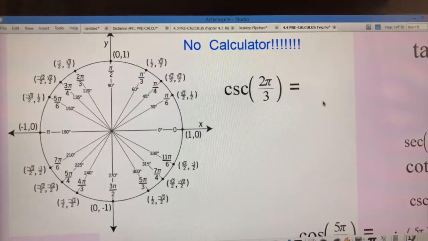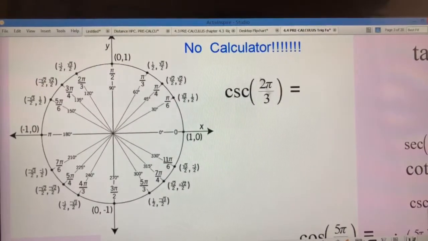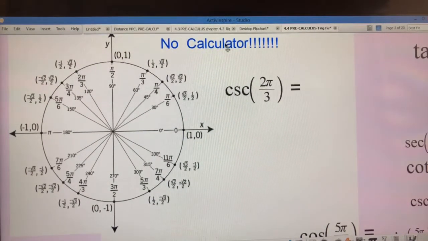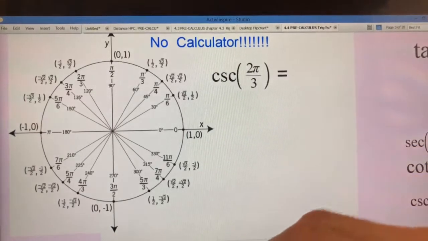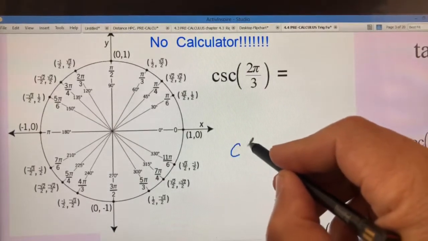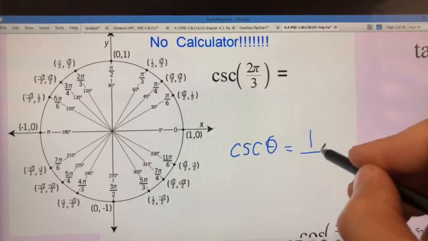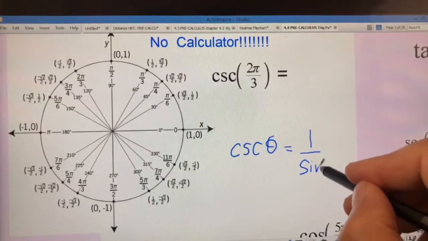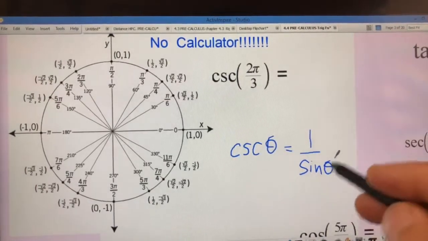And I'll show you the calculator just to prove that we're not doing anything crazy here. We'll get the right answers, but our job is not to use the calculator in the beginning. So let's see. Cosecant, you must remember this first. Cosecant of any angle theta is 1 divided by sine of the angle theta. All right? So basically that's what that is.